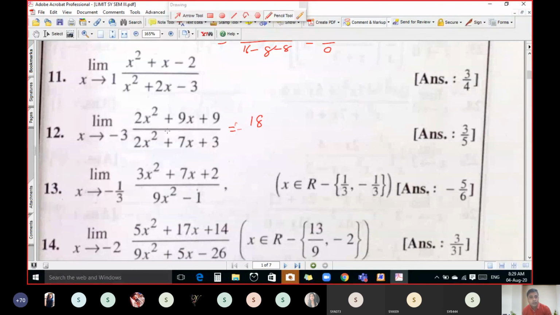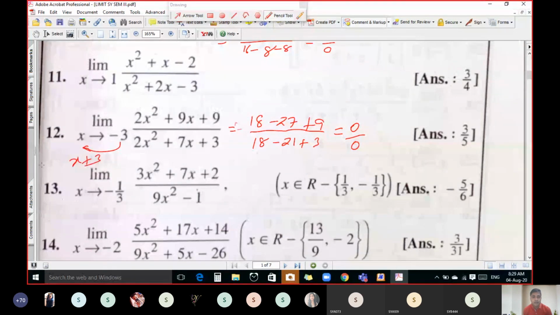Then putting here minus 3, 9 threes are 27, minus 27 because x is minus 3, plus 9, divided by, here same thing, 2x square, that means it is 18. Now putting x equal to minus 3, 7 into minus 3, minus 21 plus 3. So we get 18 minus 27 plus 9, that is 0. And 18 minus 21 plus 3, that is 0. That means we have 0 by 0. That means one factor is x plus 3.